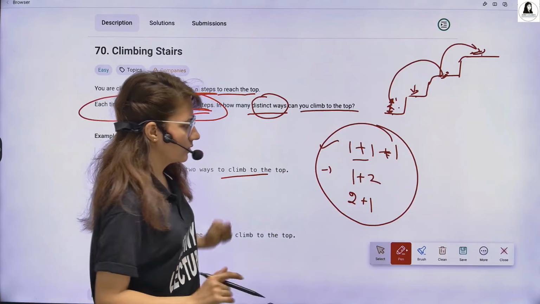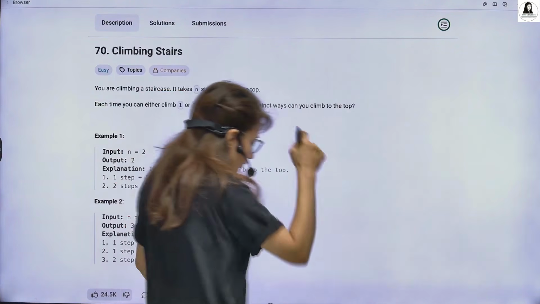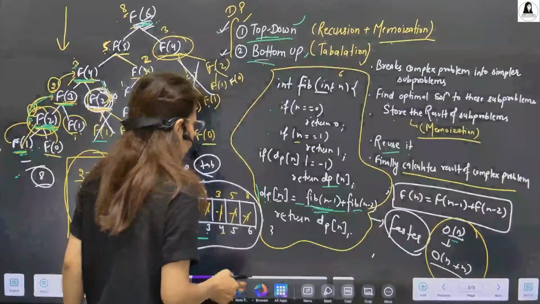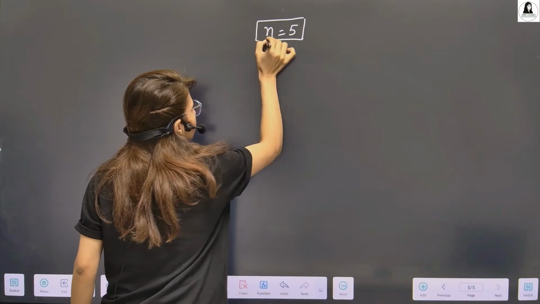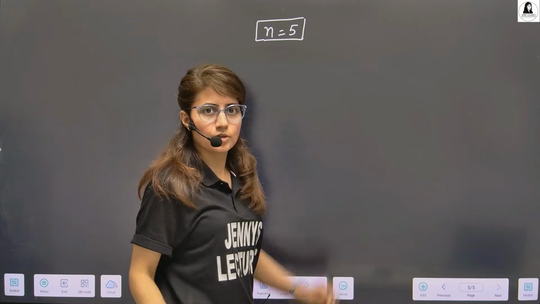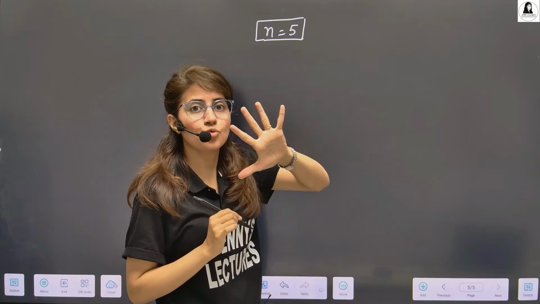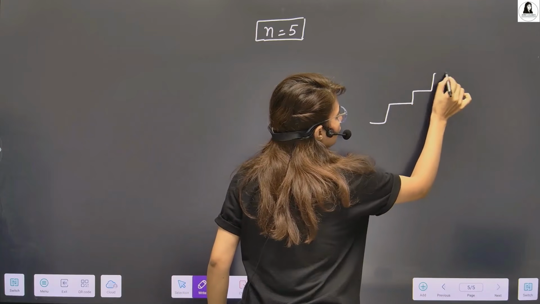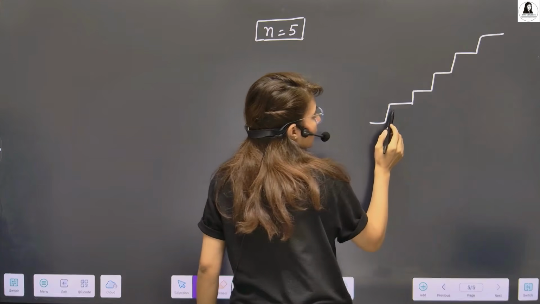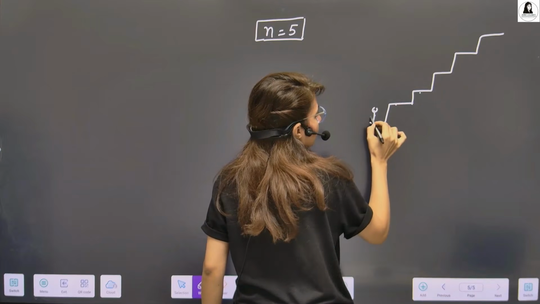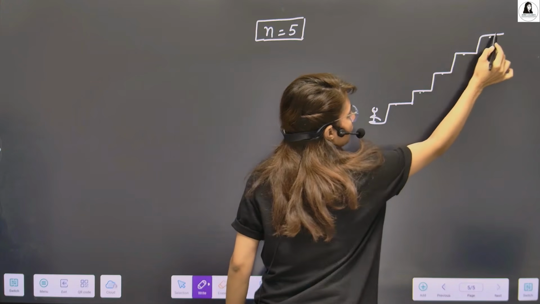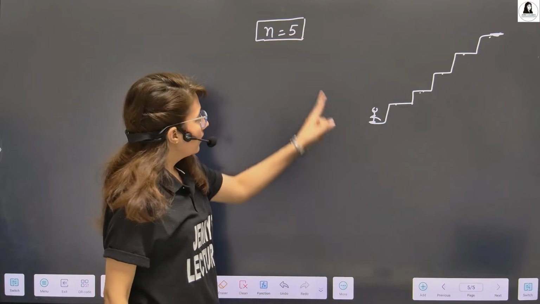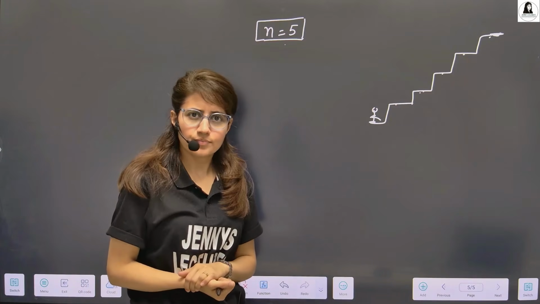How will you solve this? Now you have to figure it out, and how this is a DP problem, that also you need to identify. Let's see. Suppose n is 5. You need 5 steps to reach till top. So you need 1, 2, 3, 4, 5. You are here, and you need to reach till 5. This is the top. Now how many ways are there to reach till here?